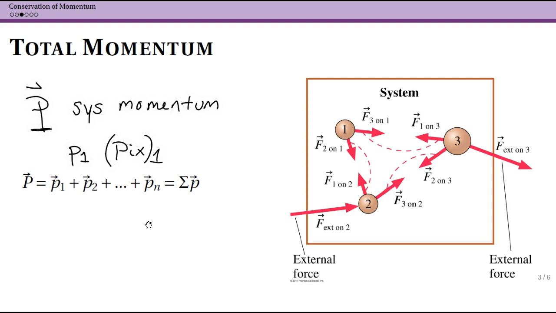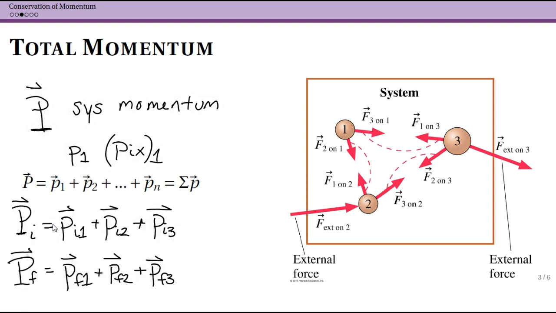And so we could have the initial system momentum, final system momentum. Your initial system momentum is the sum of all of your initial momentums. Your final system momentum is the sum of all your final momentums. And here I'm just using 1, 2, 3, assuming that there's only 3 objects in my system, but there could be as many objects as I want.